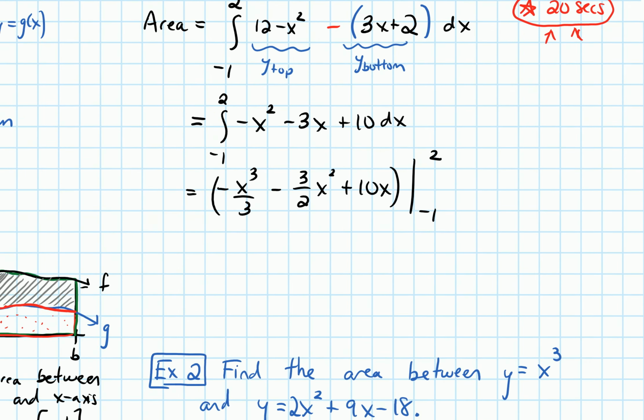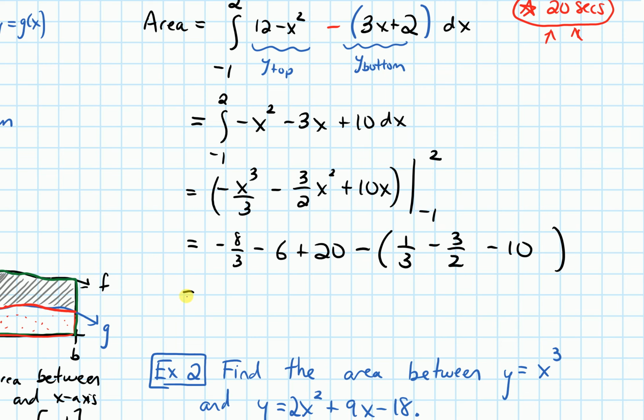Okay, so first let's plug in 2. If I plug in 2 into the first term, we'll get -8/3. If I plug 2 into the next term, we'll get -3 halves times 4, which will simplify to -6. And then 2 times 10 is 20. And then minus what I get when I plug in -1, so I'm making sure I put that parentheses. -1 into the first term will give me positive 1/3. Into the next term will give me -3 halves. And then the final term will give me -10.